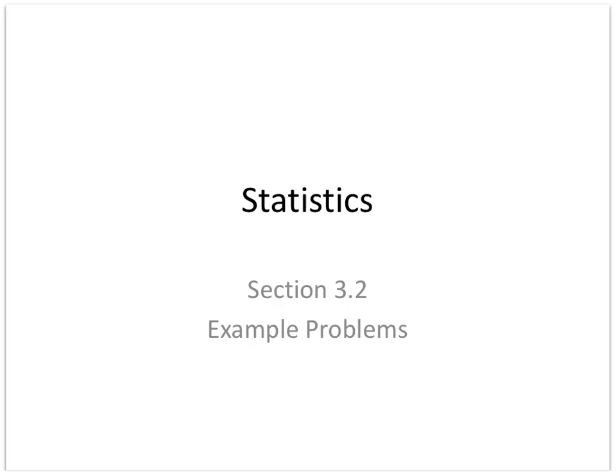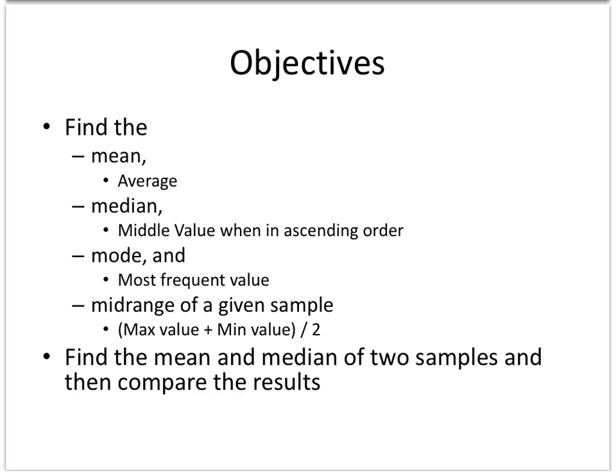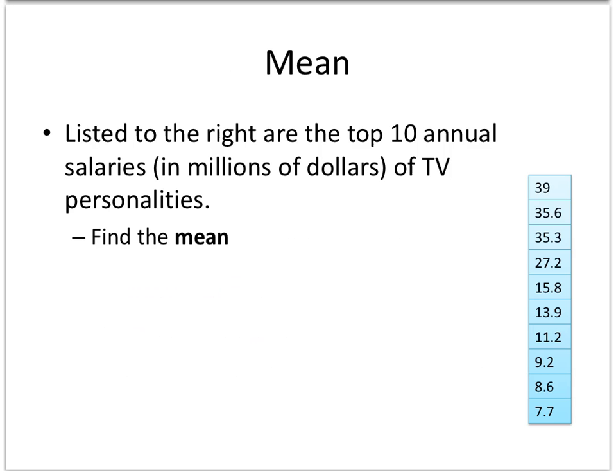This is section 3, where we're going to look at finding the mean, which is the average, the median, the middle value, the mode, the most frequent value, the mid-range, where we take the max plus the min and divide by 2, and then actually look at comparing the mean.